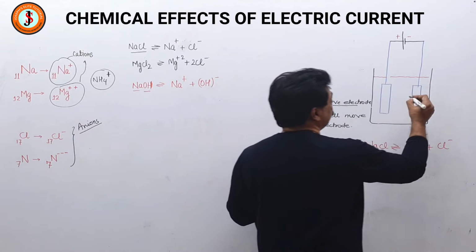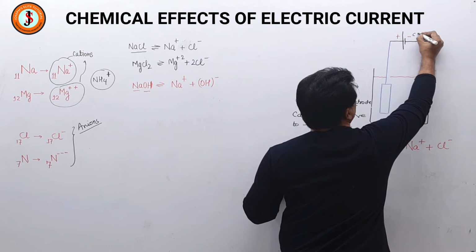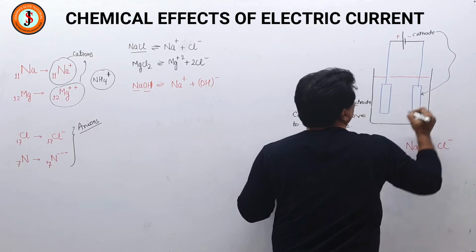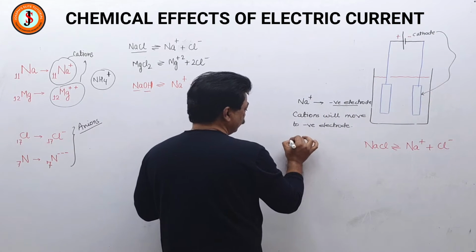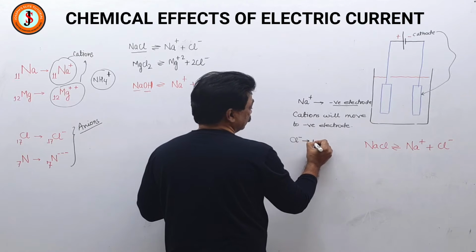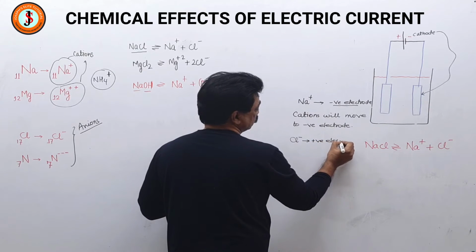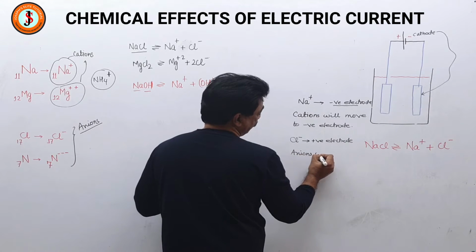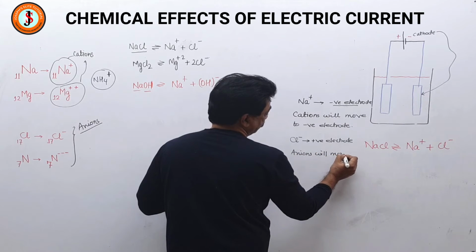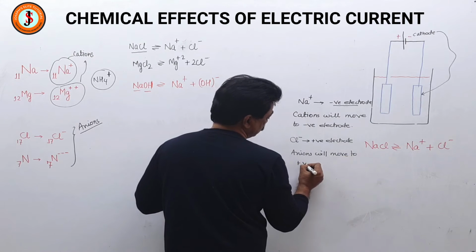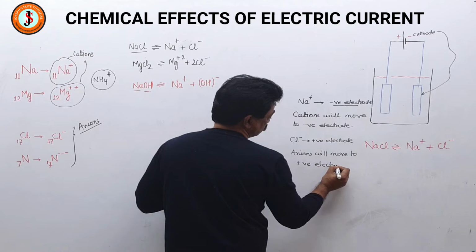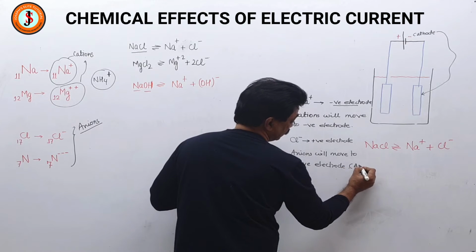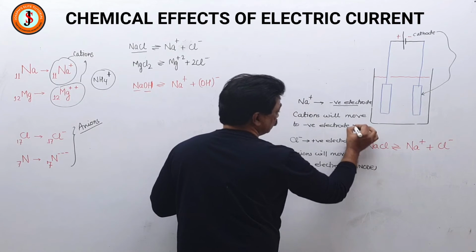This you have to always remember. The negative electrode is the cathode. In the same way, the chloride ions will get attracted to the positive electrode, so anions will move to the positive electrode. Therefore, the positive electrode is called the anode, while the negative electrode is called the cathode.